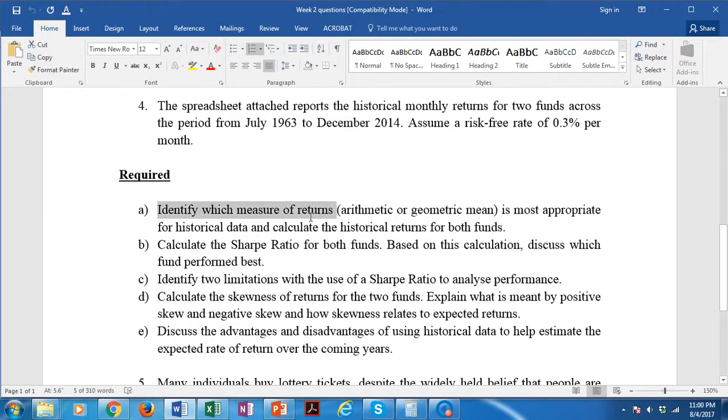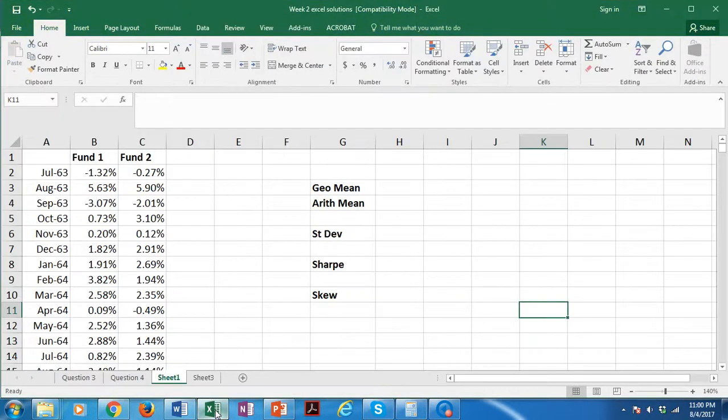First one is we need to identify which one is a good measure of returns, the arithmetic mean or geometric mean, and we need to calculate both of them. Since geometric mean considers the effect of compounding, it's a good measure compared to arithmetic mean. Now let's see how we can calculate the returns for these two funds.